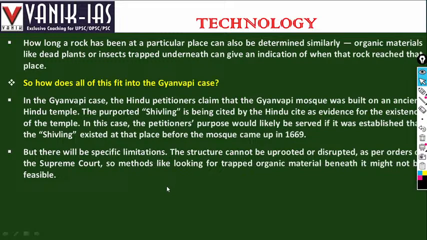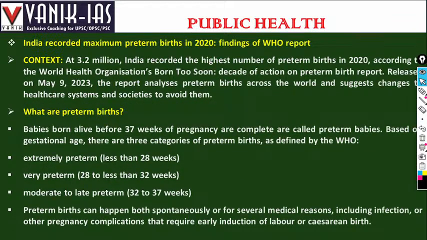Fine. Then the next topic is about public health. India recorded maximum preterm births in 2020, finding of the World Health Organization report. So 3.2 million Indians recorded the highest number of preterm births in 2020, according to the World Health Organization's Born Too Soon: Decade of Action on Preterm Birth report released on May 9, 2023. The report analyzes preterm birth across the world and suggests changes to healthcare systems and society to avoid them.